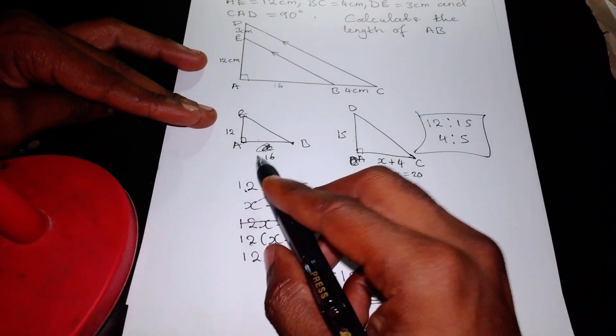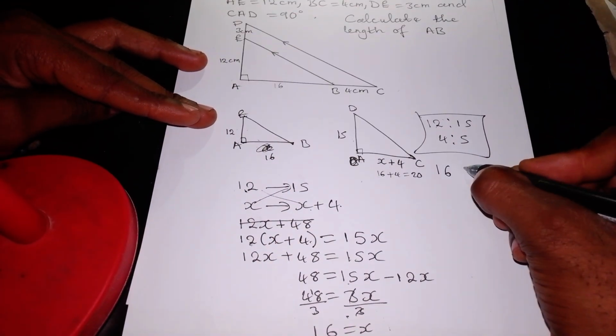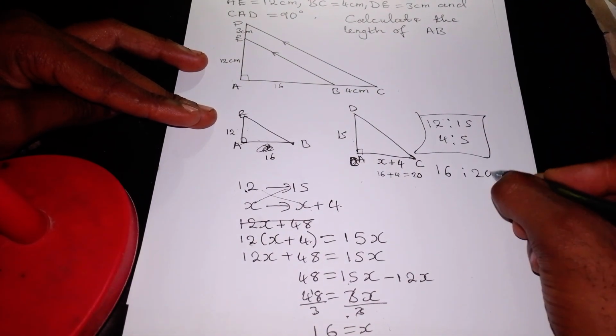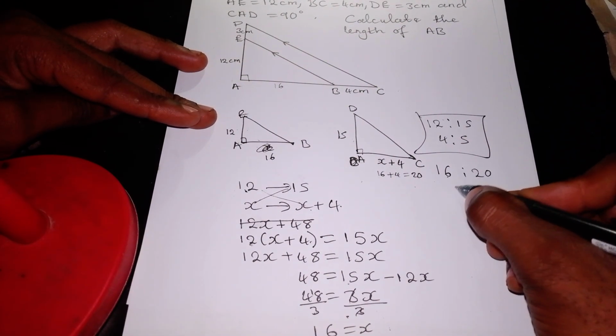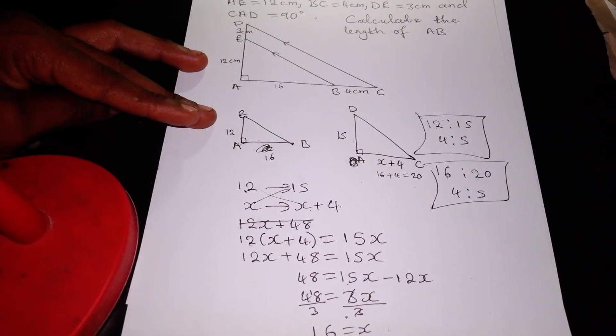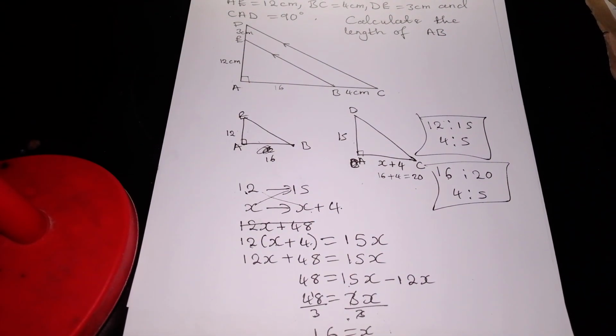It's a 16. So you can say 16 to 20. Try to reduce this. 4 into this, you have a 4. 4 into that, you have a 5. And you have verified your answer, or you have proved your answer.